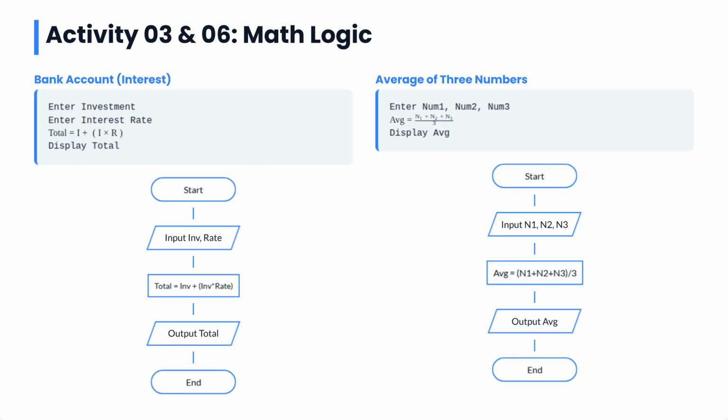These activities demonstrate math logic. The first calculates bank interest, while the second finds the average of 3 numbers. Both show how pseudocode translates into a flowchart for simple calculation.